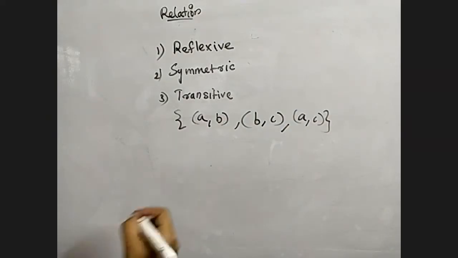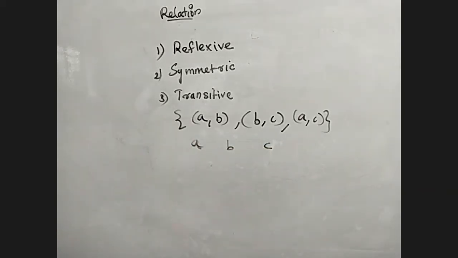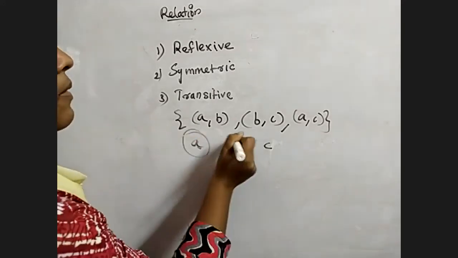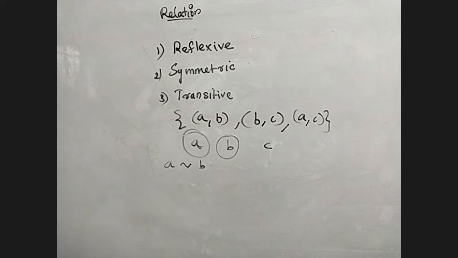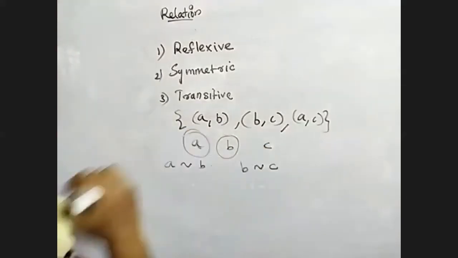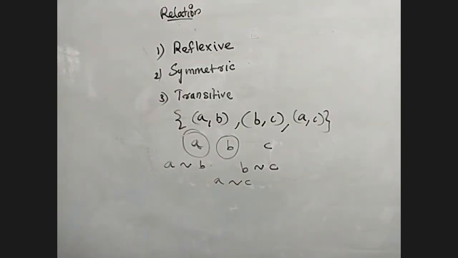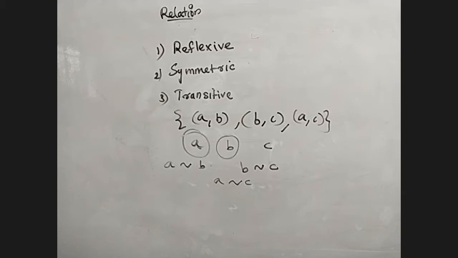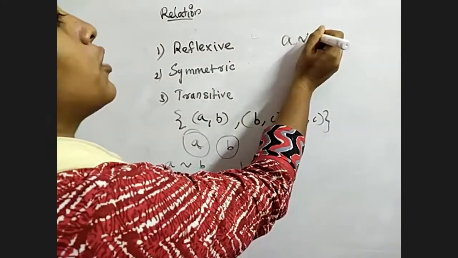I'll show an example. If we have three triangles, I'm just naming them A, B, and C. It is given that A is similar to B, and it's given that B is similar to C. Then isn't A similar to C? Isn't it? Yes, ma'am. So that is transitive. With this similar triangle example, we can also check reflexive. Is A similar to A?